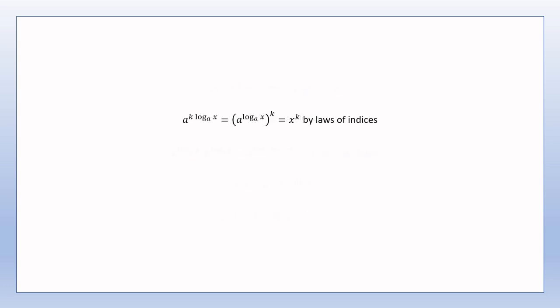And we also have, using laws of indices, that a to the power of k times log to the base a of x is equal to a to the power of log to the base a of x all to the power of k, which of course is equal to x to the power of k. And therefore, k times log to the base a of x is equal to log to the base a of x to the power of k.